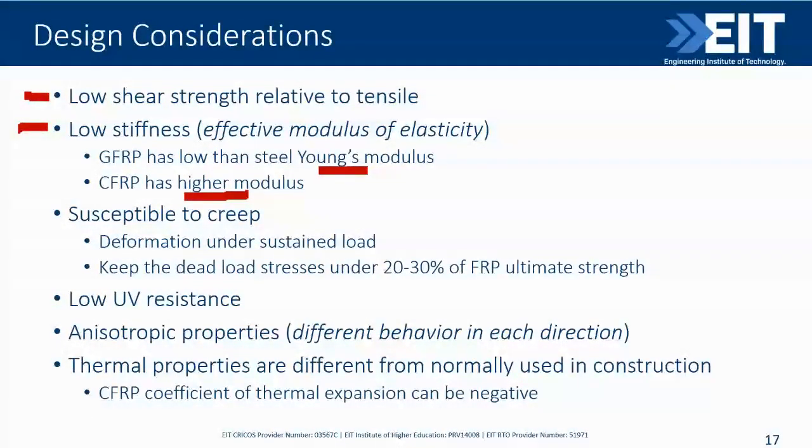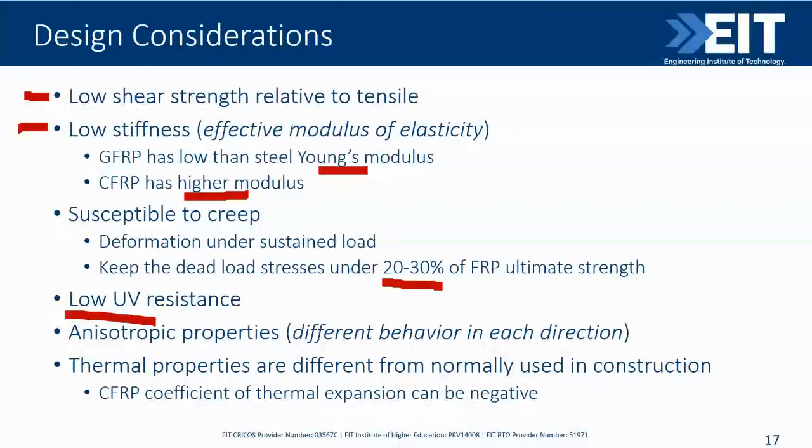The composites are very susceptible to creep. Creep is a big issue, and we will note it a couple of times today. So what is creep? Well, there's some continuing deformation under sustained load, which means that keep the dead load stresses under 20-30% of FRP ultimate strength. So we have to reduce the calculated resistance by between 20 to 30% due to creep.